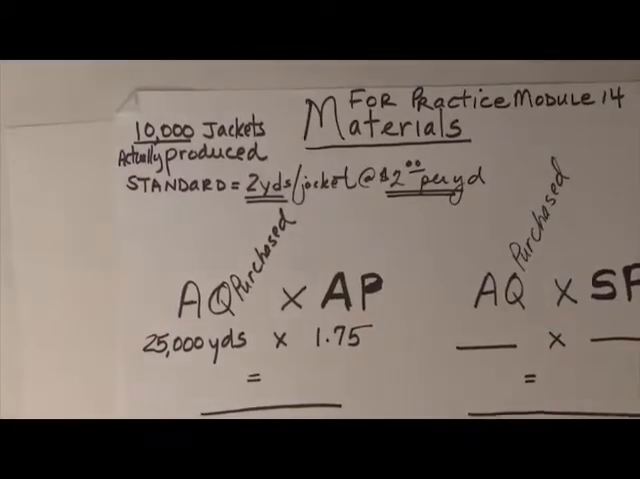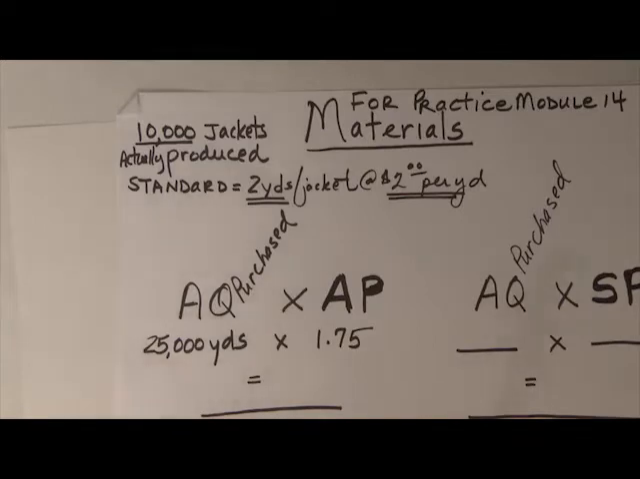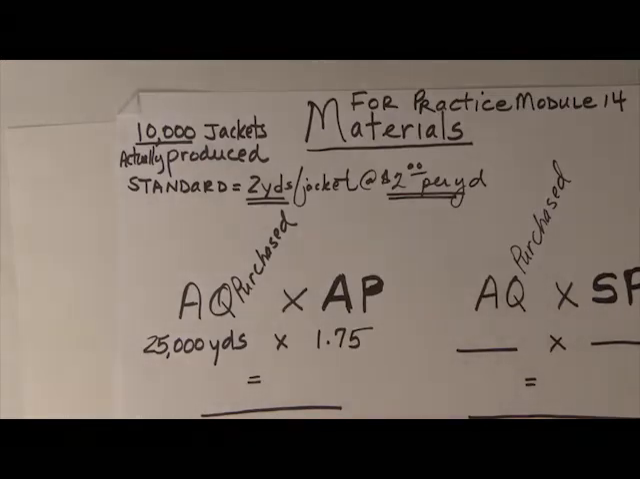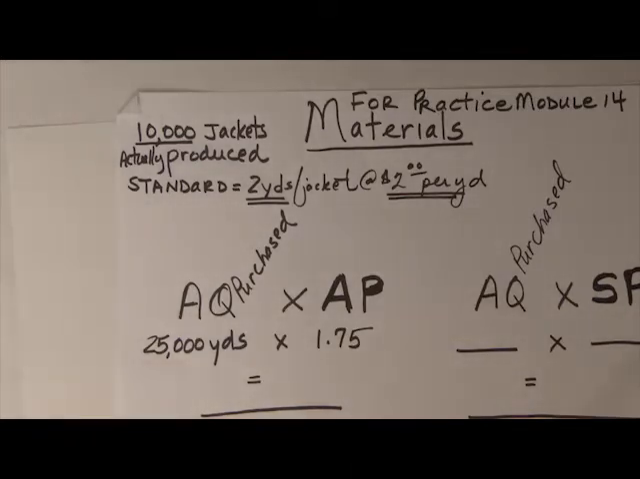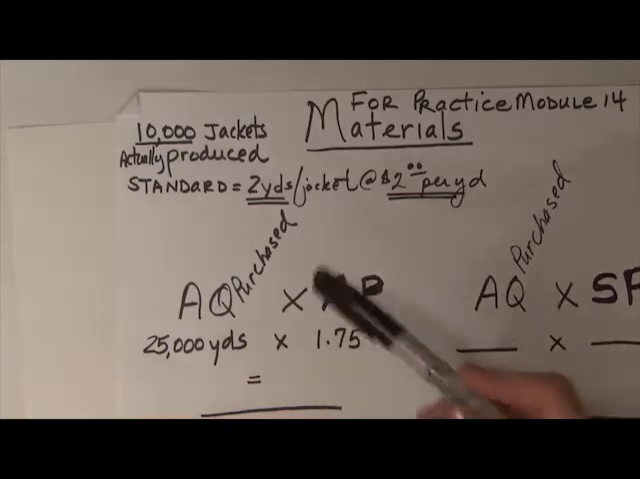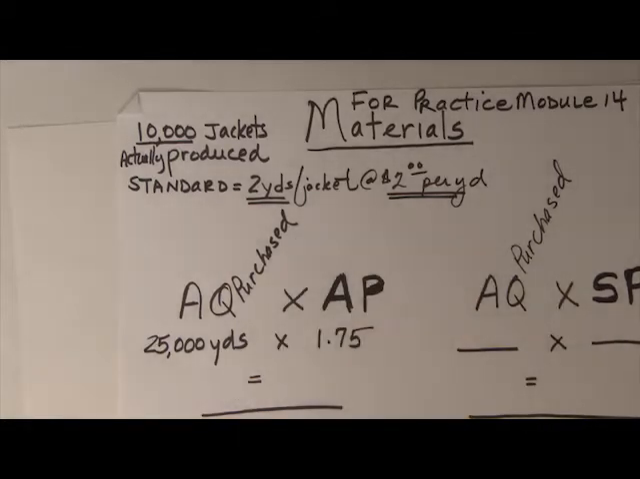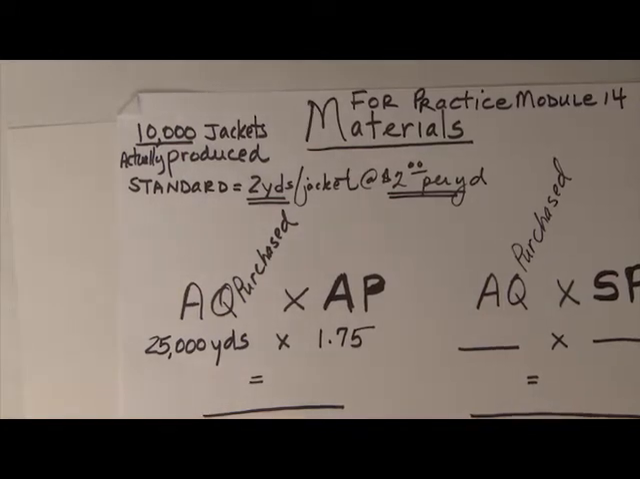For right now, let's go back to the prior module, which was Module 14, look at the "for practice," and review a little bit about the variances related to materials and labor. In this particular problem, we were making 10,000 jackets. For every jacket that we would make, it requires 2 yards of material, and each yard at standard would cost $2 per yard.